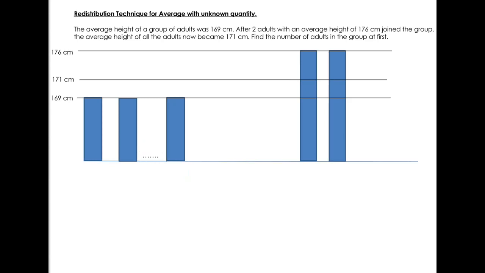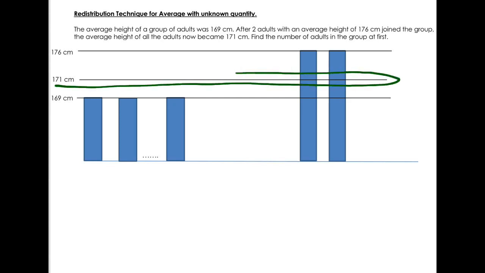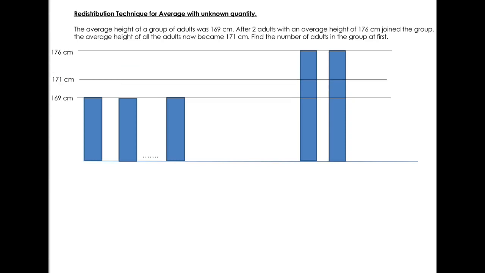Next, these 2 adults with an average height of 176 centimeters joined the group. Then what happened was, all the adults now have an average height of 171 centimeters here at this line. So your aim now is to make all of them having the same height at 171 centimeters. You look at these 2 adults first.